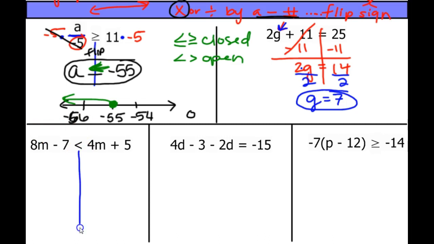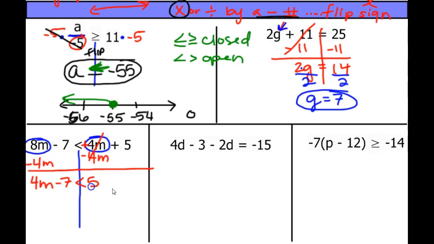Alright, next one. We have letters on both sides, so be careful. How can I get all of these letters on the same side? You can't combine them together because there's this wall here, but I can move them over from one side to the other. So I'm going to move the 4m. Right now it's a positive 4m, so I'm going to do the opposite and subtract 4m from both sides. So those eliminate. 8 minus 4 is 4m. And then we have minus 7 is less than 5.